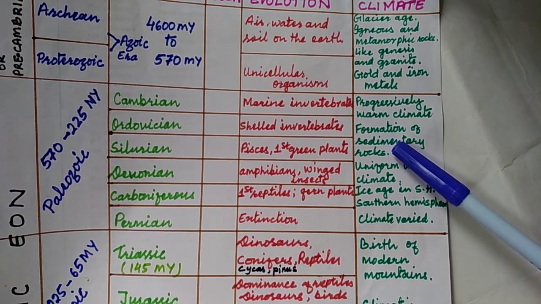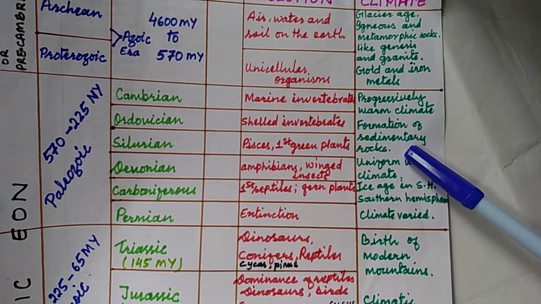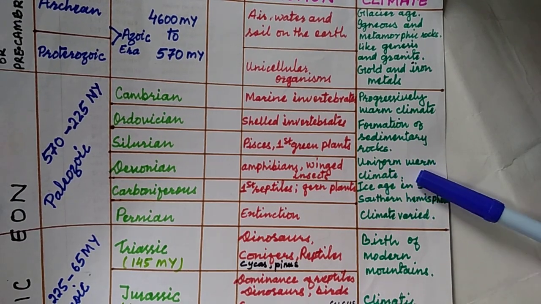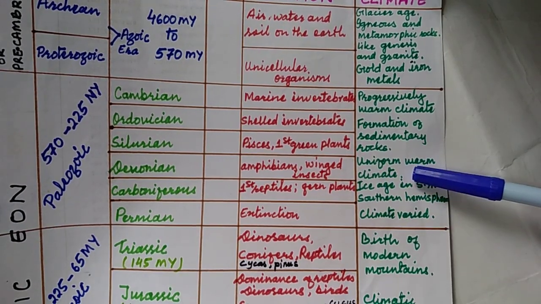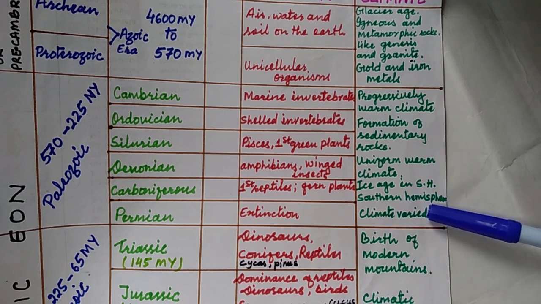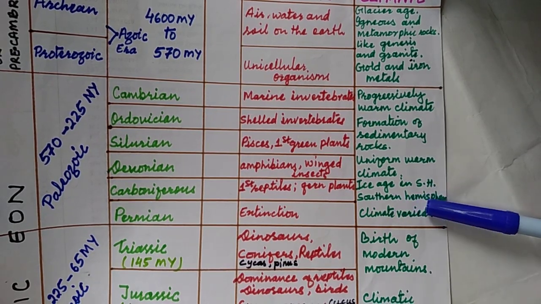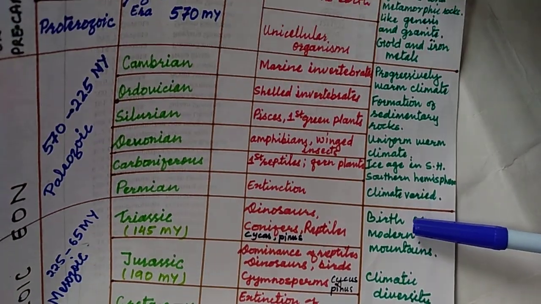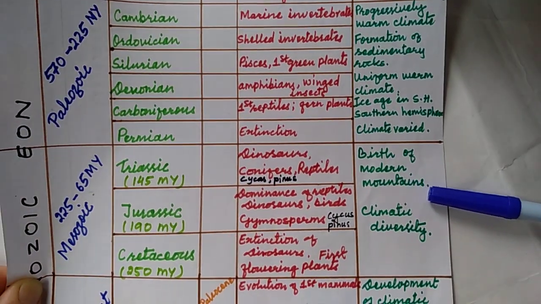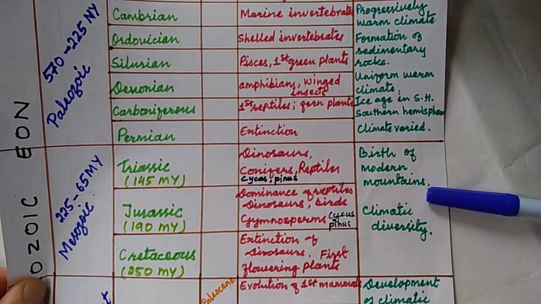Progressively warm climate, okay, formation of sedimentary rocks started. Uniform warm climate happened on the earth. Ice age in southern hemisphere occurred. Then climate varied in different places of the earth. The birth of modern mountains took place because there were upheavals of land.